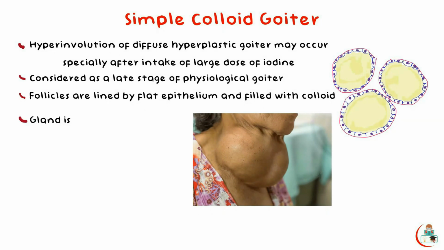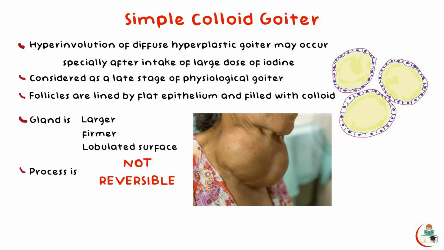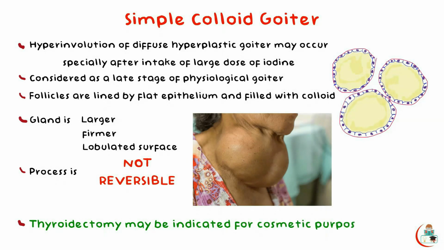Clinically, the gland is larger, more firm, with a lobulated surface. Point of interest: in contrast to simple physiological goiter, which is reversible, this process is not reversible. Thyroidectomy may be indicated if the gland is large in size for cosmetic purpose.